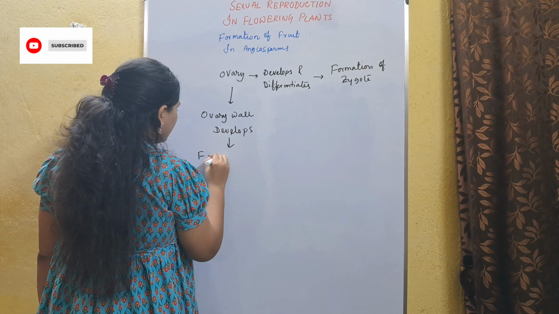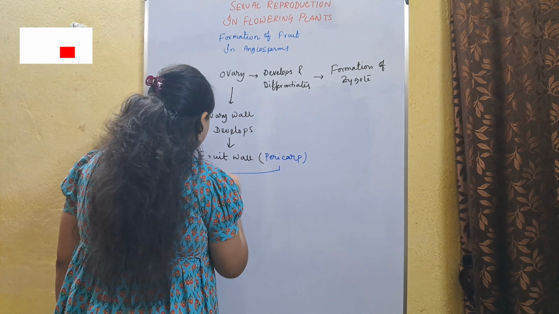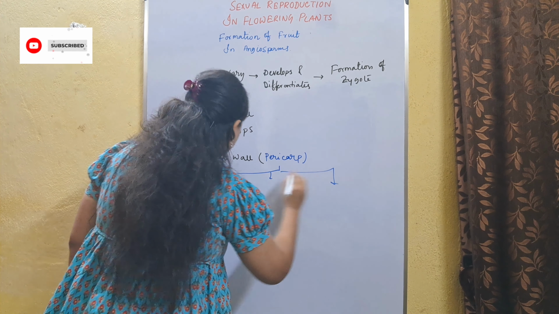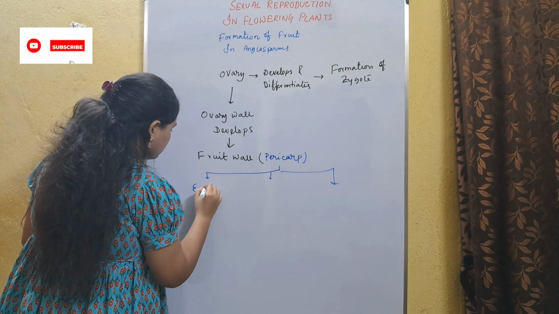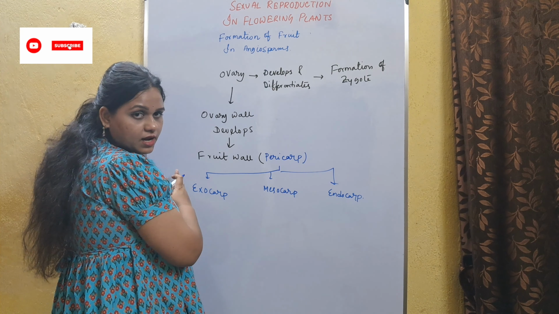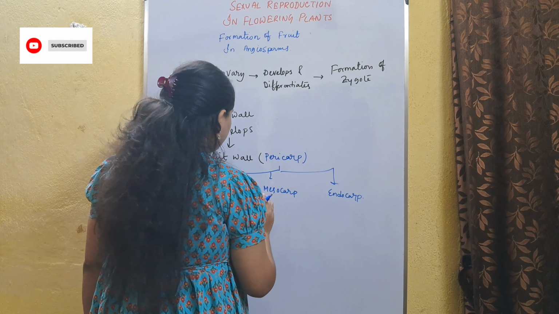This pericarp has three parts: exocarp, mesocarp, and endocarp. The exocarp is the most external and the endocarp is the internal one.